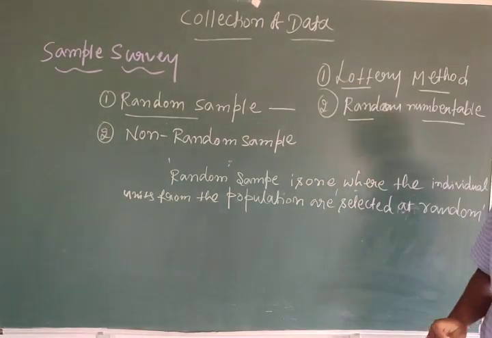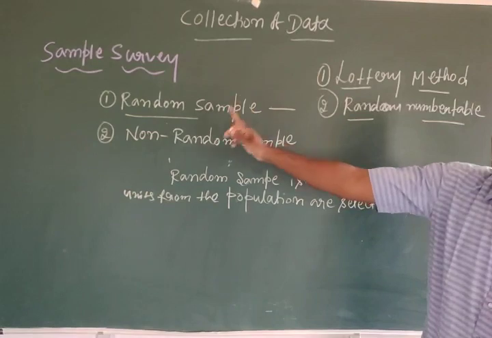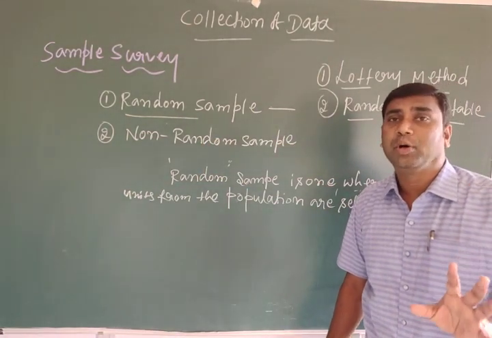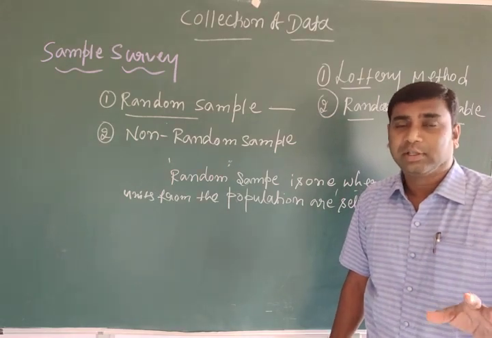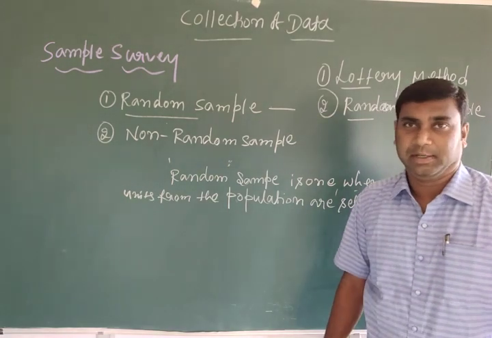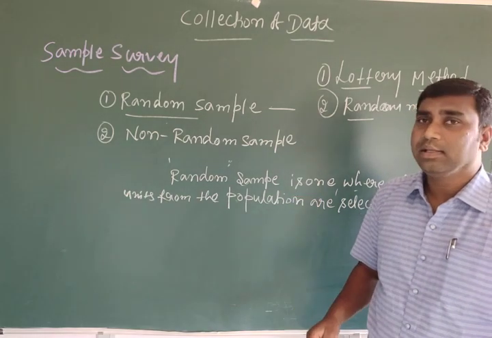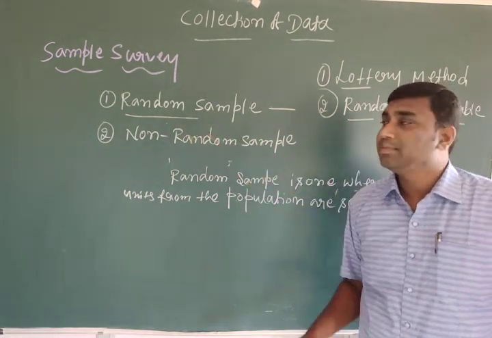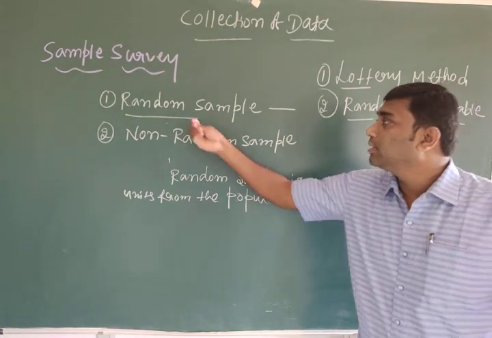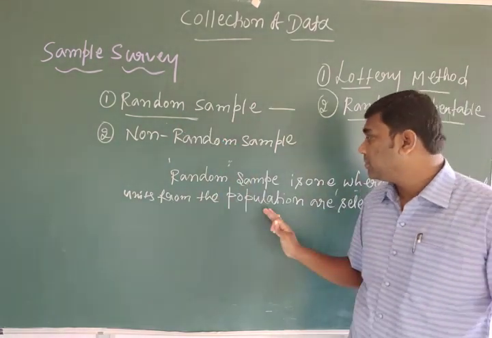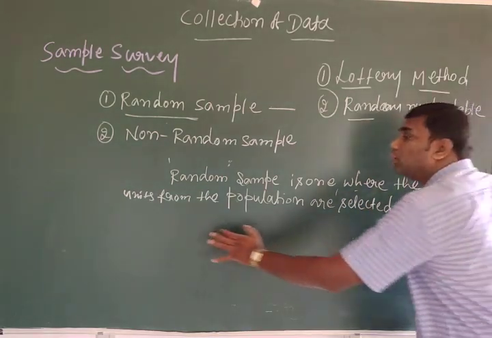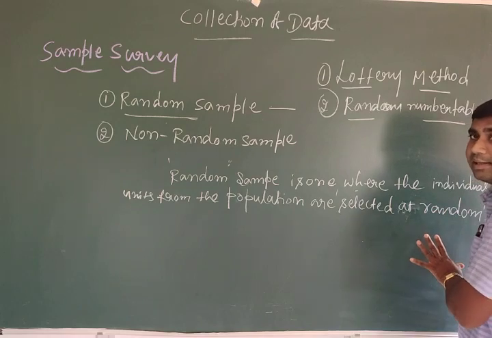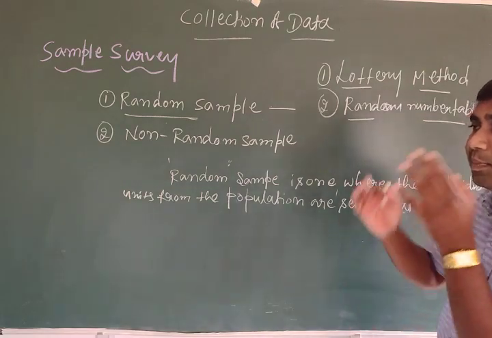Very important. We are discussing the sample survey. A sample survey is nothing but a section or group of the population from which the information is to be obtained. Under this, when we are collecting the information, we can use two types of samples. One is random sample and one is non-random sample. Now we are discussing the random sample. A random sample is one where the individual units from the population are selected at random. Random means it's not in a perfect order.